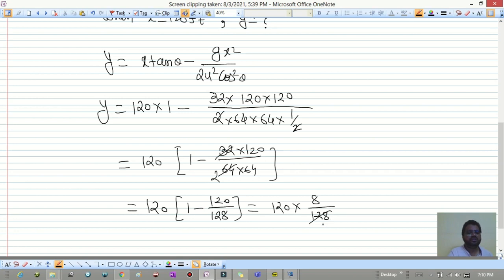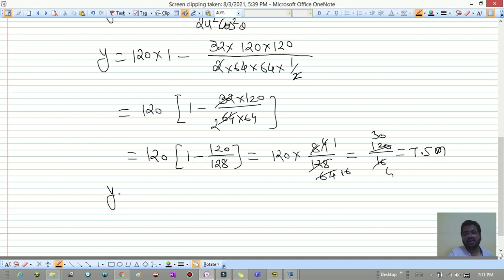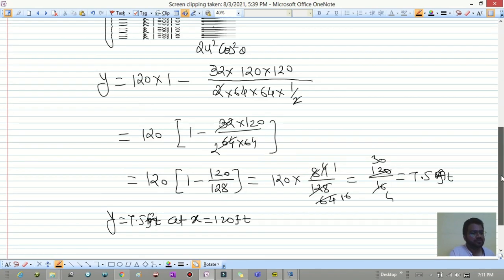So this is 2 6s are, 2 4s are, 2 4s are, then 4 1s are, and 4 6s are. So we'll have 120 divided by 16, which is equal to 4 4s are, 4 3s are, so which is 7.5 meter. So the y value we have is 7.5 meter at x equal to 120 feet. Sorry, this is 7.5 feet. It's not meter. Feet.